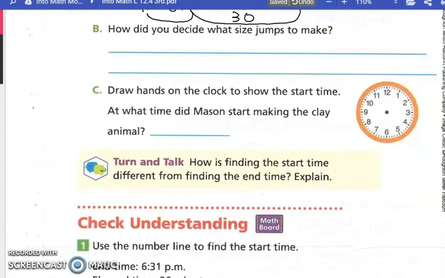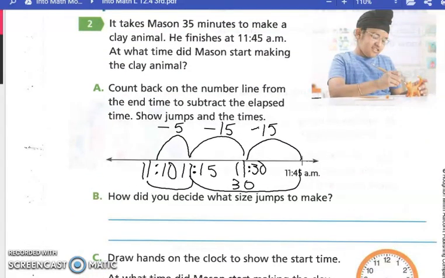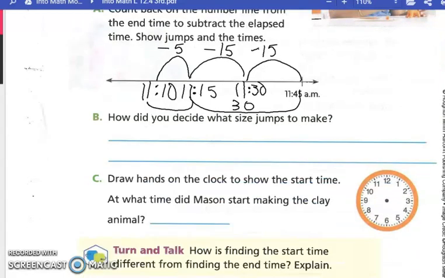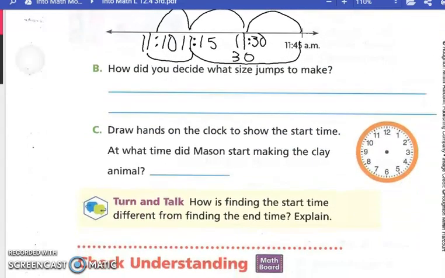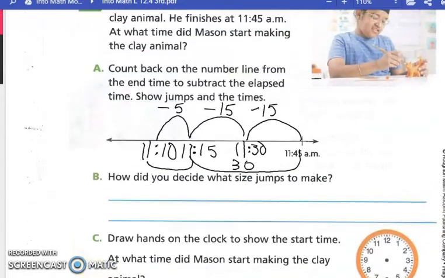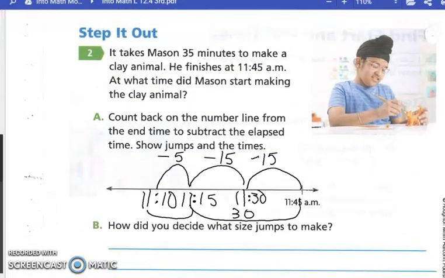Okay. So it says draw the hand on the clock to show the start time. At what time did Mason start making his clay? What time does it say? 11:45 a.m.? No, 11:10. Did I read that right? Yes. So we decided it was 11:10, right? Yep.